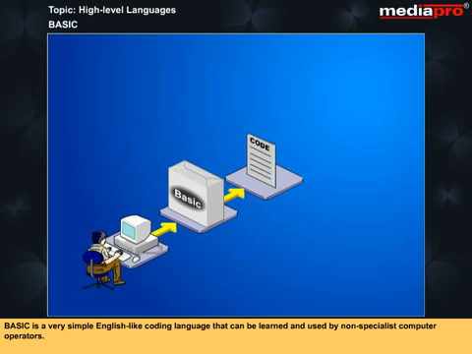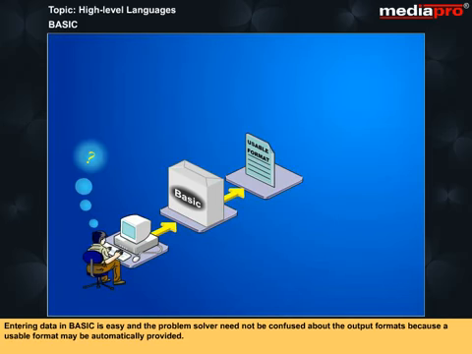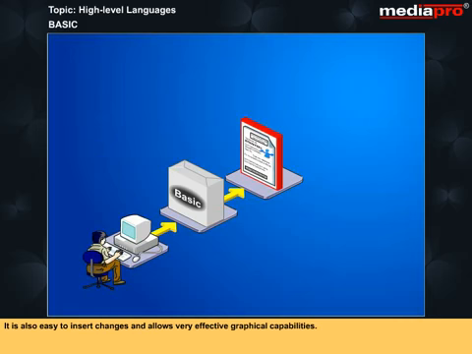BASIC is a very simple English-like coding language that can be learned and used by non-specialist computer operators. Due to its simplicity, it was first pushed into the PC market, where it gained tremendous success and today is by far the most popular high-level language used on PC systems. Entering data in BASIC is easy, and the problem solver need not be confused about the output formats because the usable format may be automatically provided. It is also easy to insert changes and allows very effective graphical capabilities.